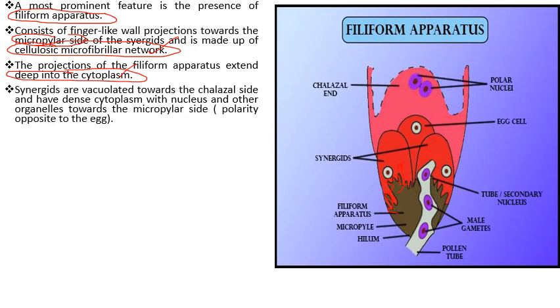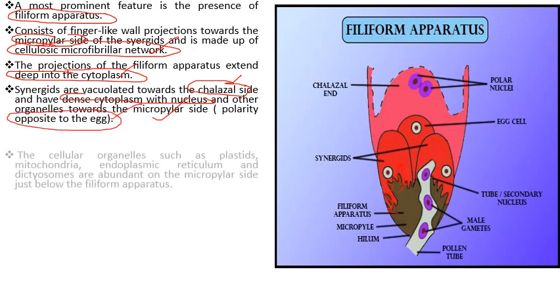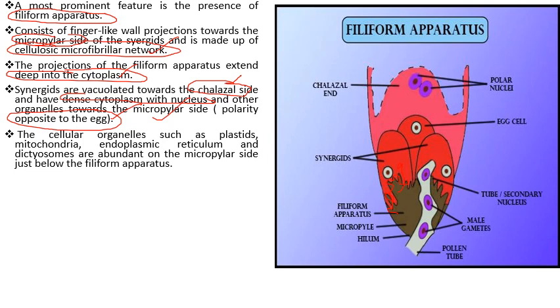Synergids are vacuolated towards the chalazal side. Chalazal side में vacuolated होते हैं and have dense cytoplasm with the nucleus and other organelles towards the micropylar side. और ये भी egg की तरह polarity show करते हैं. That is opposite to the egg. जो polarity है इनकी वो है opposite to an egg. जो सेलुलर ऑर्गेनेल्स हैं वो जो इसमें प्रेजेंट होती है, plastids, mitochondria, endoplasmic reticulum, dictyosomes and are abundant on the micropylar side just below the filiform apparatus.